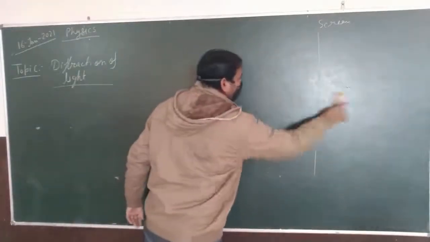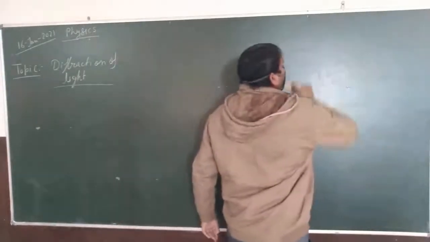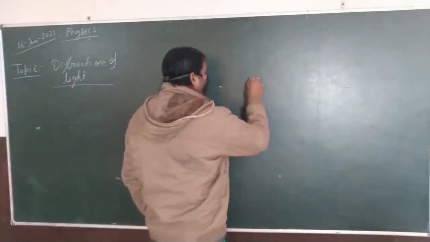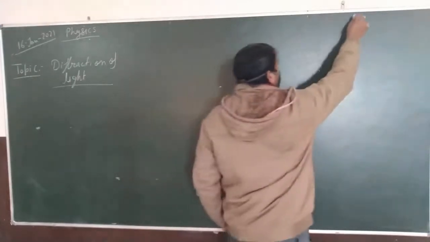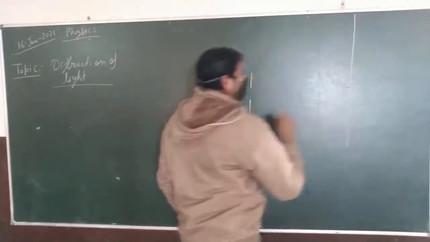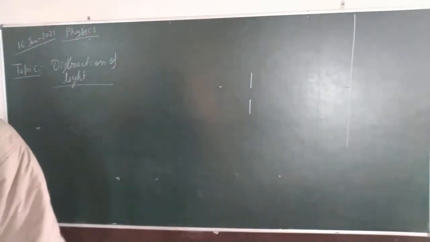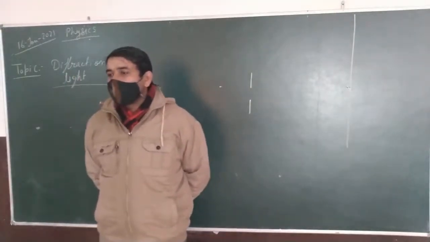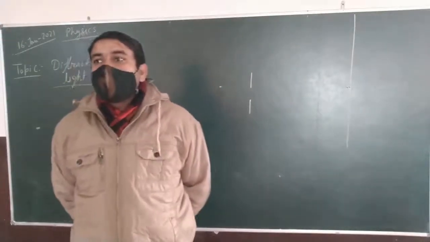Diffraction is the phenomenon of light in which the ray of light bends at the corner of an obstacle in its path.